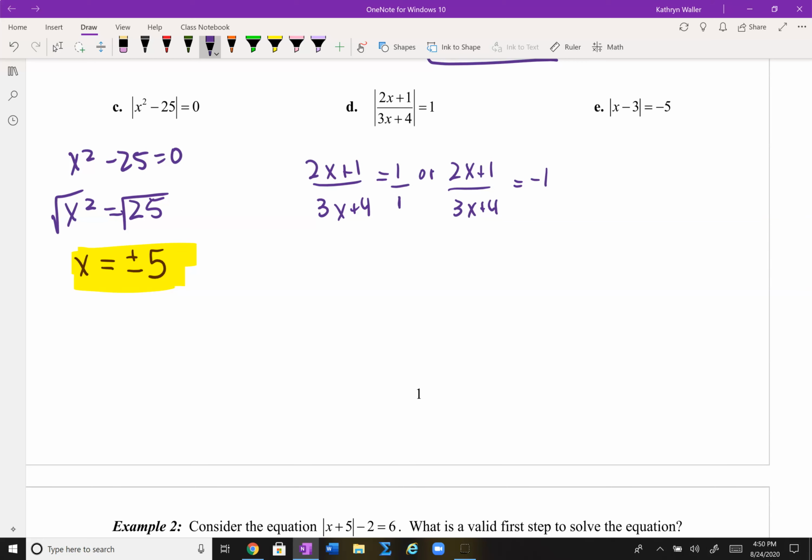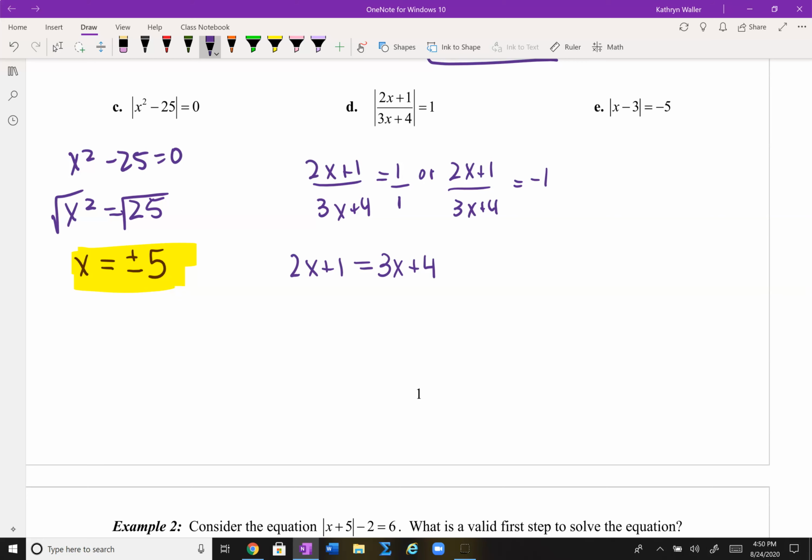So what I really want you to do on this, you guys, is cross multiply. So if you look across from the 2x plus 1, you have a 1. So 2x plus 1 times 1 is 2x plus 1. 3x plus 4 times 1 is 3x plus 4. So get in the habit of doing that. You'll do it a lot in this class, okay?